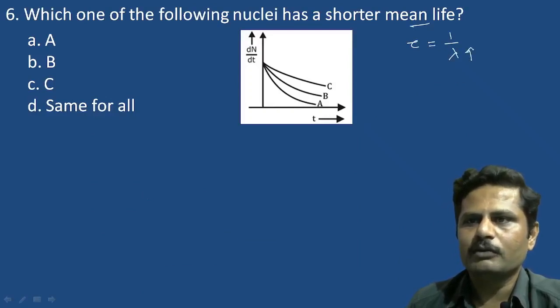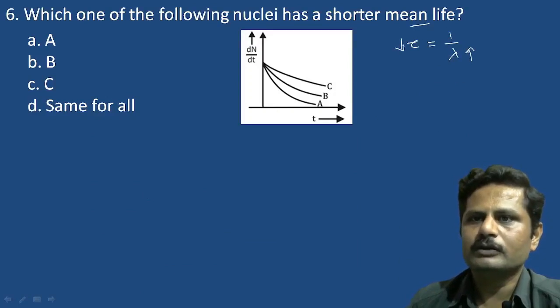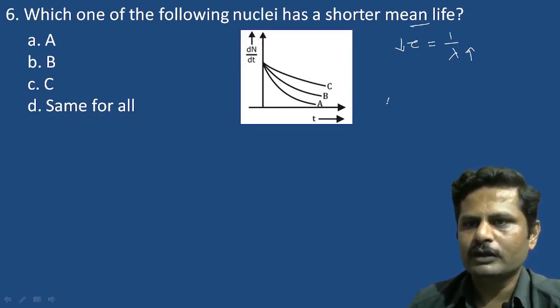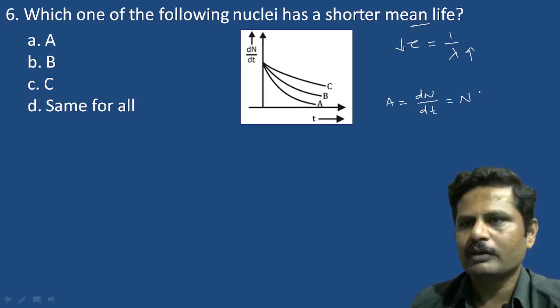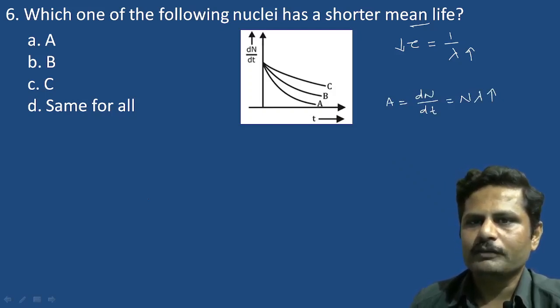If lambda, that is the decay constant, is more, then the nuclei will have a shorter mean life. We know that the activity, that is dN by dt, is equal to N lambda. If lambda is high, then activity will be more. See here, the higher slope in this graph represents more activity. If there is more activity, then there will be less mean life.